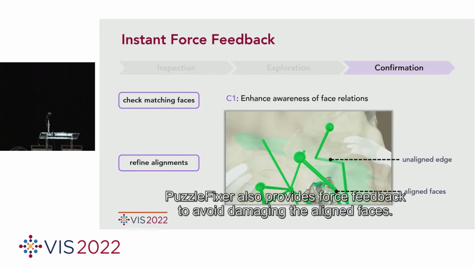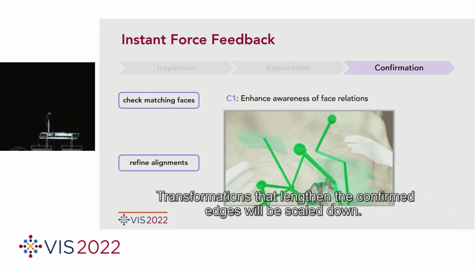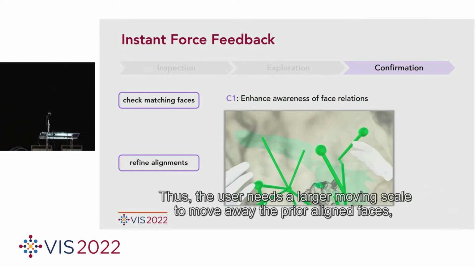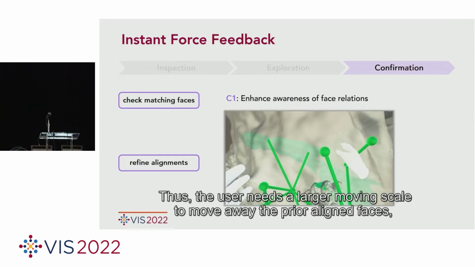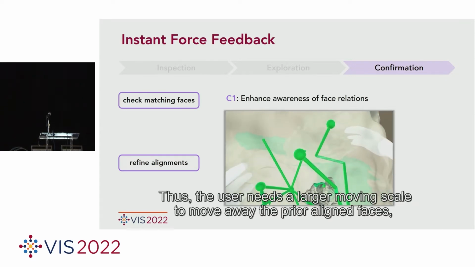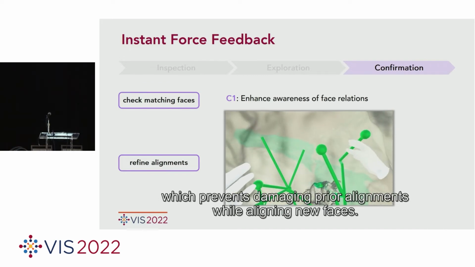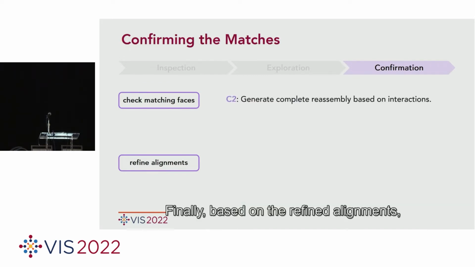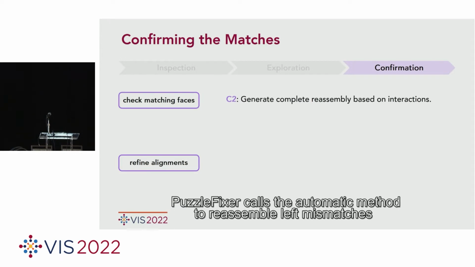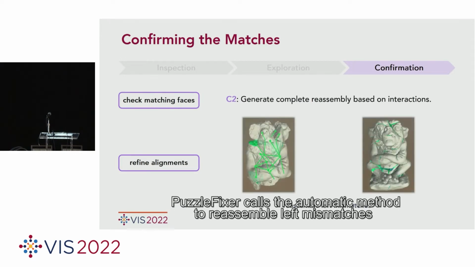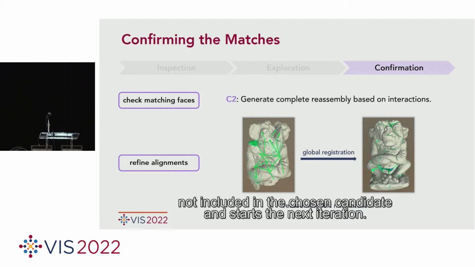PuzzleFixer also provides force feedback to avoid damaging the aligned faces. Transformations that lengthen the confirmed edges will be scaled down. Thus, the user needs a larger moving scale to move away the previously aligned faces, which prevents damaging previous alignments while aligning new faces. Finally, based on the refined alignments, PuzzleFixer calls automatic methods to reassemble the left mismatches not included in the chosen candidate and starts the next iteration.